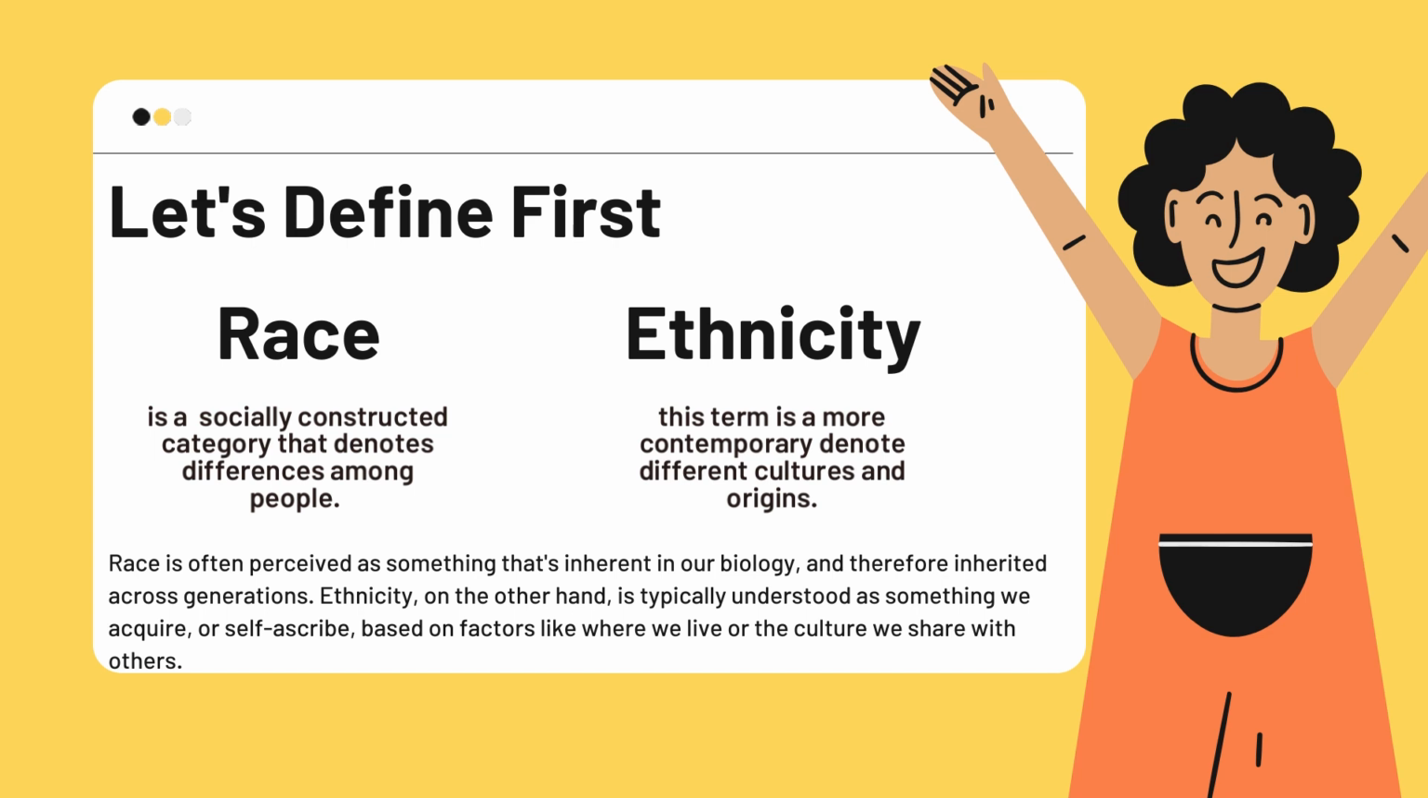The other term is ethnicity. This term has been used interchangeably with race. Ethnicity is a more contemporary term that denotes different cultures and origins. We must always remember that race is often perceived as something inherent in our biology and therefore inherited across generations. Ethnicity, on the other hand, is typically understood as something we acquire or self-ascribe based on factors like where we live or the culture we share with others. Make sure to remember the differences between them because the two terms can be confusing. Don't confuse these two terms anymore. Okay?